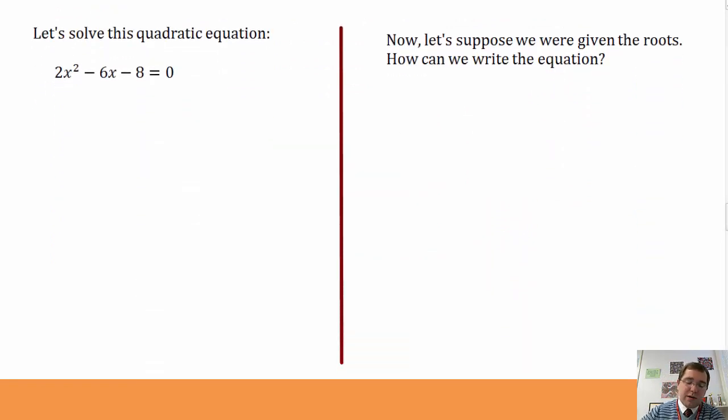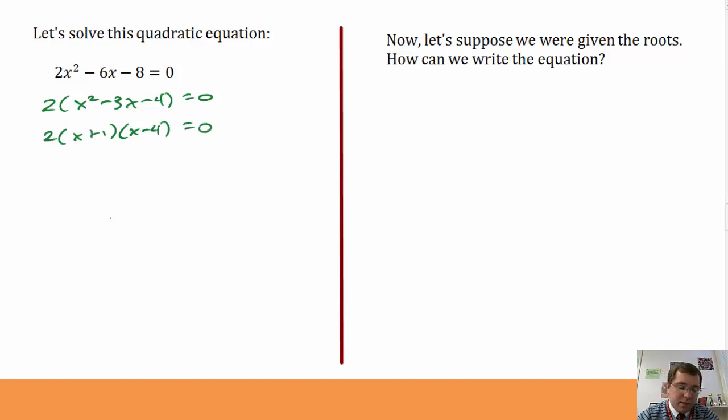Now let's say we have this quadratic equation, 2x squared minus 6x minus 8 equals 0. How do we solve it? Well, we can factor out a 2 and get x squared minus 3x minus 4. And we can factor x squared minus 3x minus 4. It conveniently factors as x plus 1 times x minus 4.